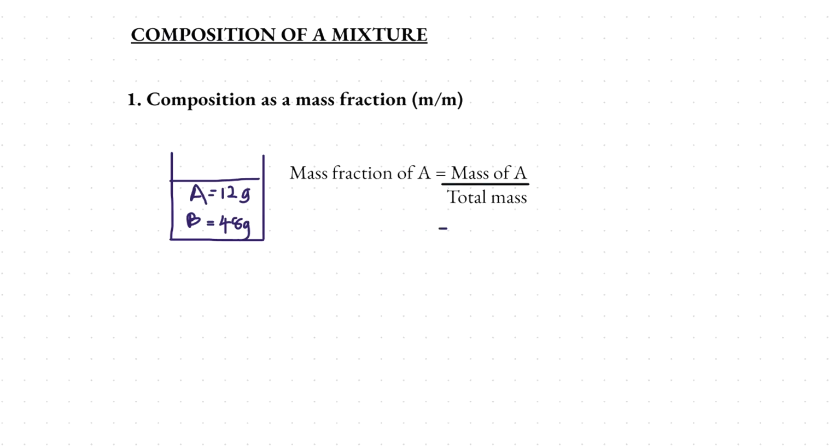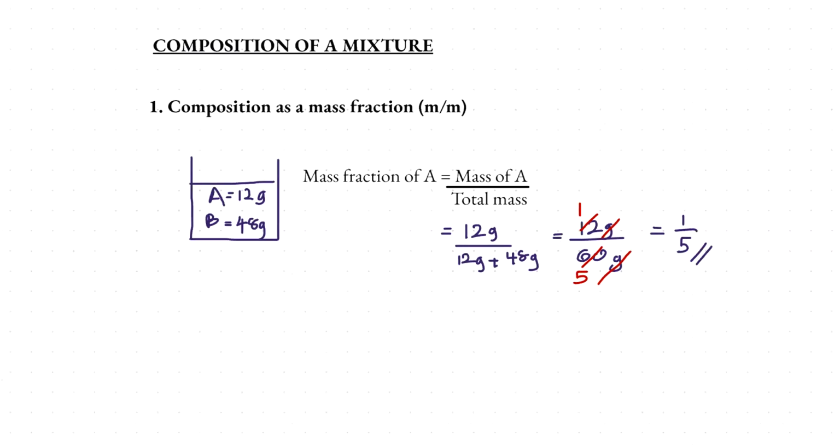So mass of A is 12 grams. Total mass kiyanne 12 grams plus 48 grams. So that means 12 grams divided by 12 plus 48 කියන්නේ 60 grams. බලන්න මෙතන grams cancel වෙනවා. 12 times 1 is 12, 12 times 5 is 60. So the answer is 1/5. This is the mass fraction of A. Did you all understand that? Thumbs up, please.